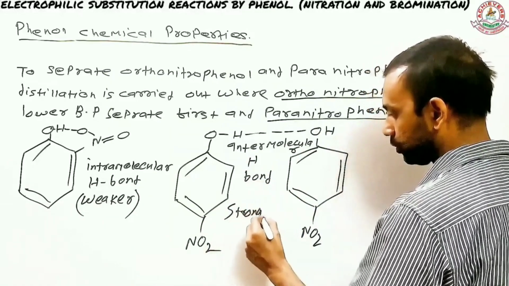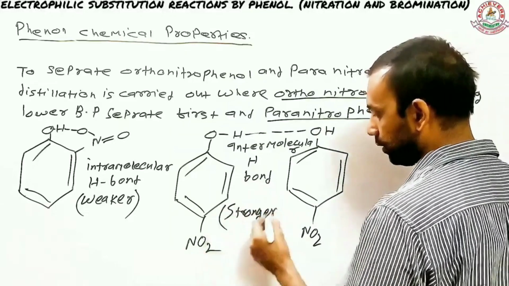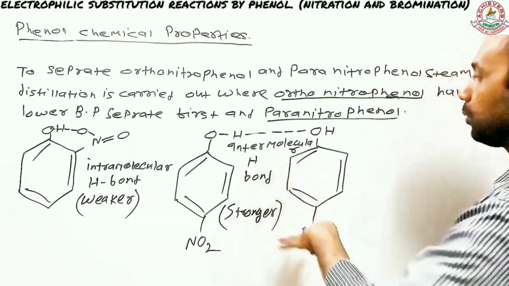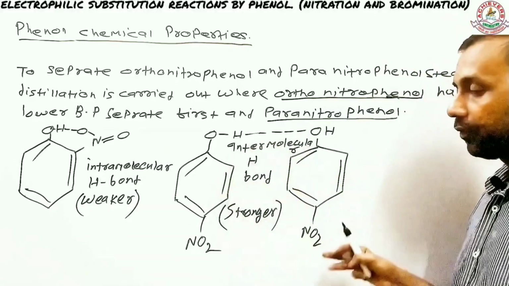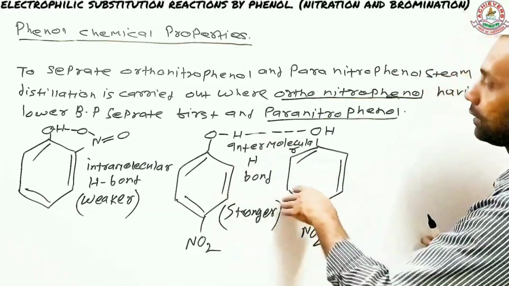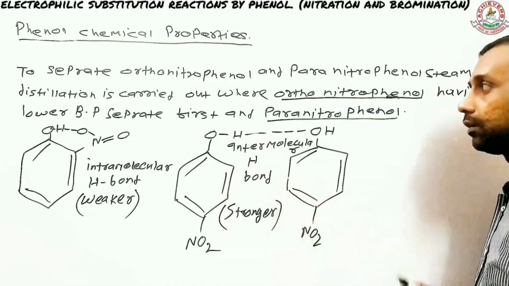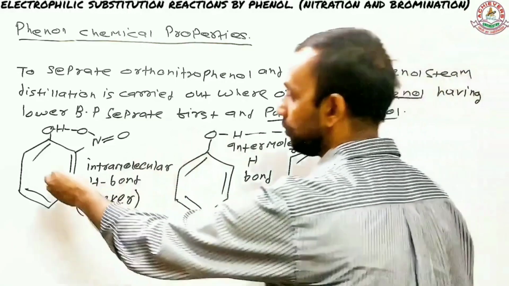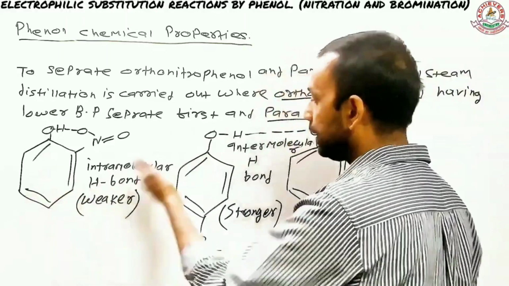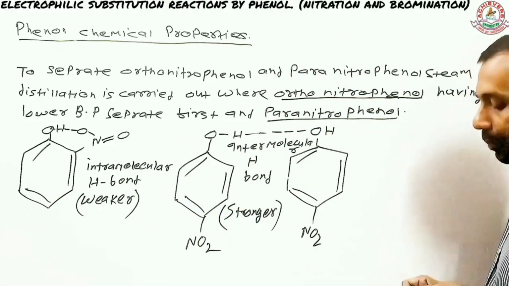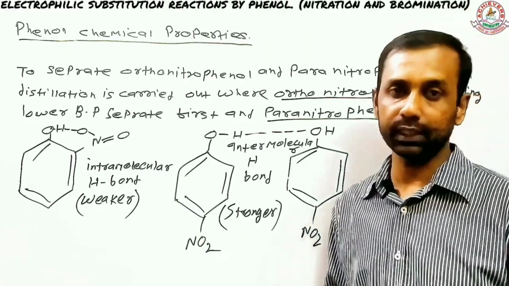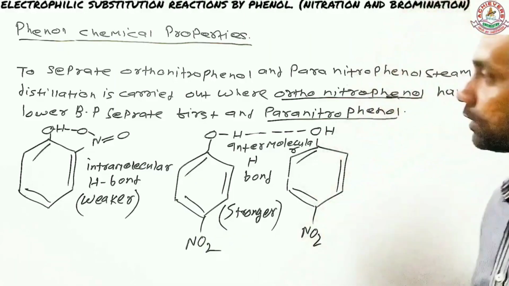Intermolecular hydrogen bond is stronger, right? Because it is stronger and present between two molecules of paranitrophenol, it has a higher boiling point. So if you perform distillation, the ortho one will evaporate first and get separated. Later on this will also be separated. So this is really very important, how the separation of ortho and paranitrophenol is carried out. I have to move on to the next topic, right?